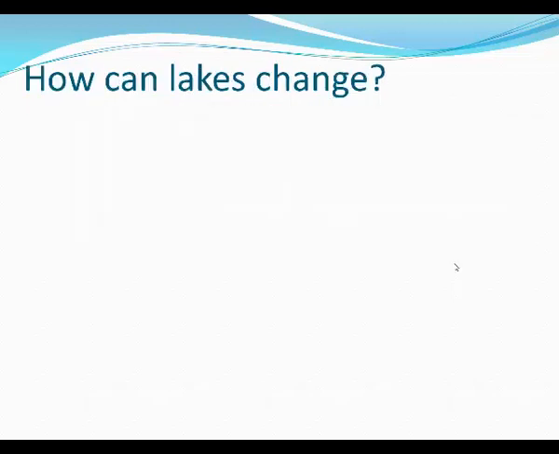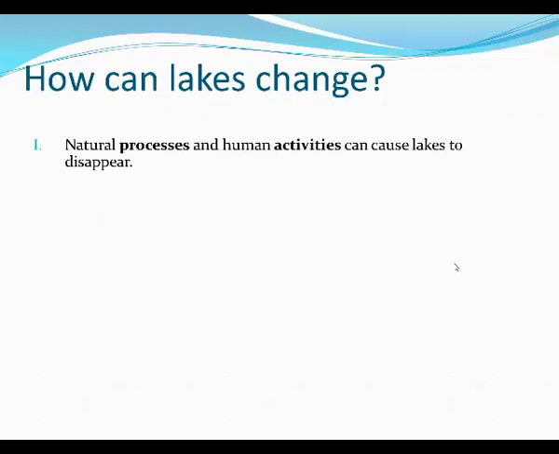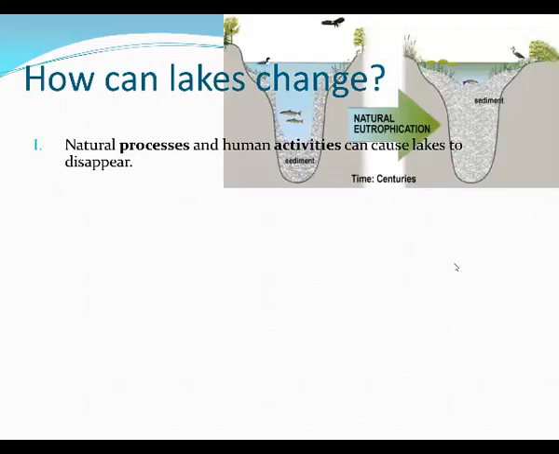So how can lakes change? Natural processes and human activities cause lakes to disappear. One natural process is just the filling in of a lake or a pond through sediment deposition. Sediments are added to the bottom of a lake, slowly filling them in over time.